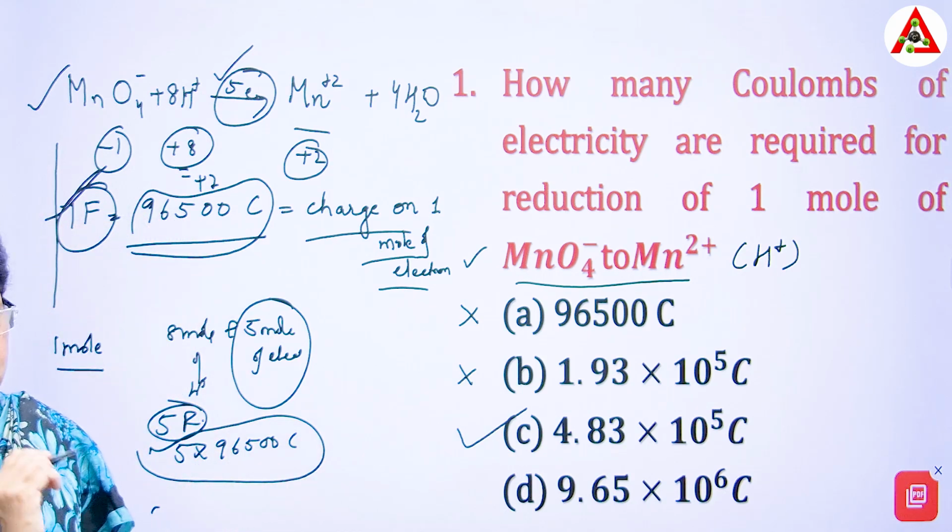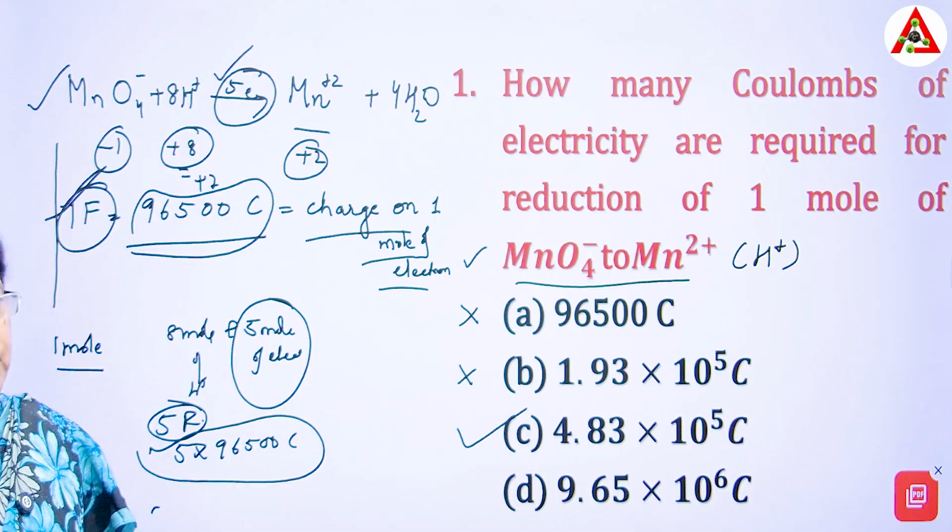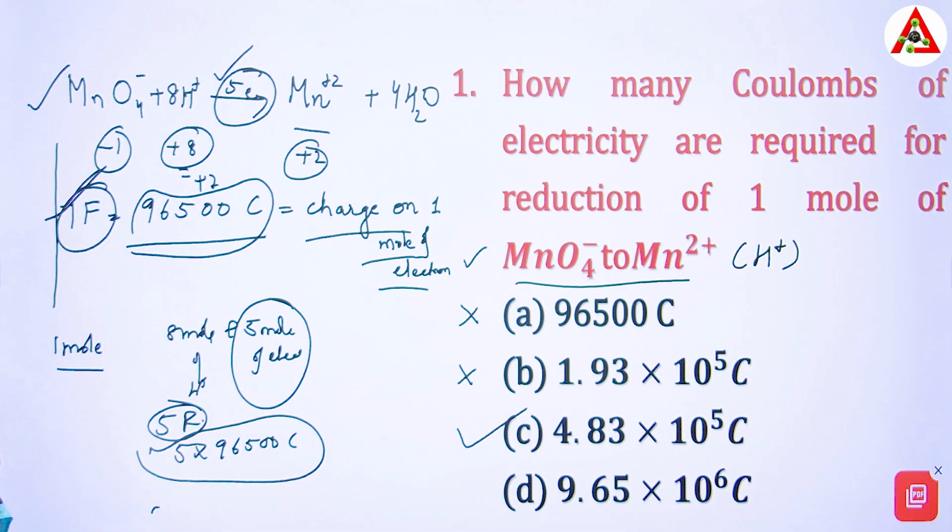Getting my point? So balance the chemical equation, calculate the electron change, and give the charge on the electrons responsible for this reduction process. Now we are coming up with the next question.